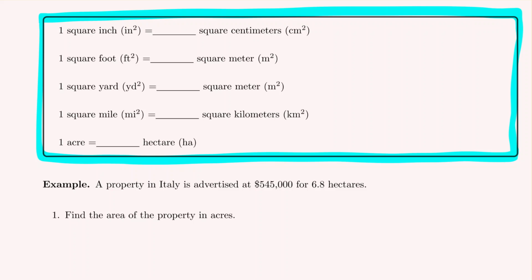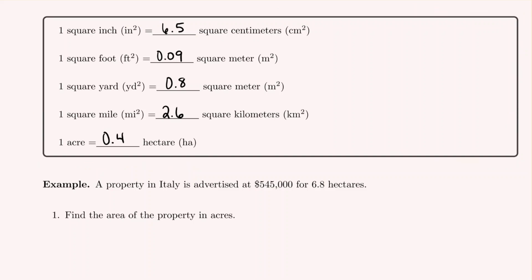1 square inch is equal to 6.5 square centimeters. 1 square foot is equal to 0.09 square meters. 1 square yard is equal to 0.8 square meters. 1 square mile is 2.6 square kilometers. And 1 acre is equal to 0.4 hectare. So with these conversions, let's do a few different examples.